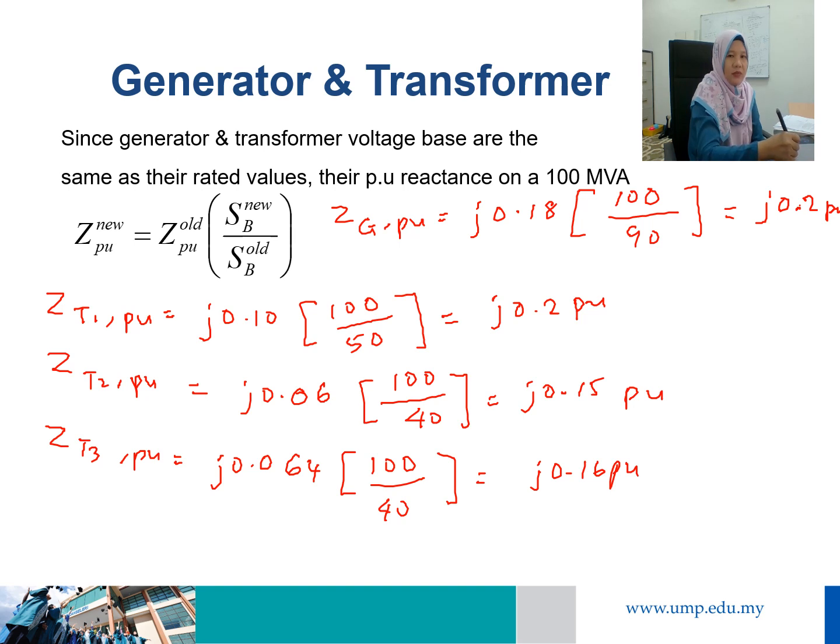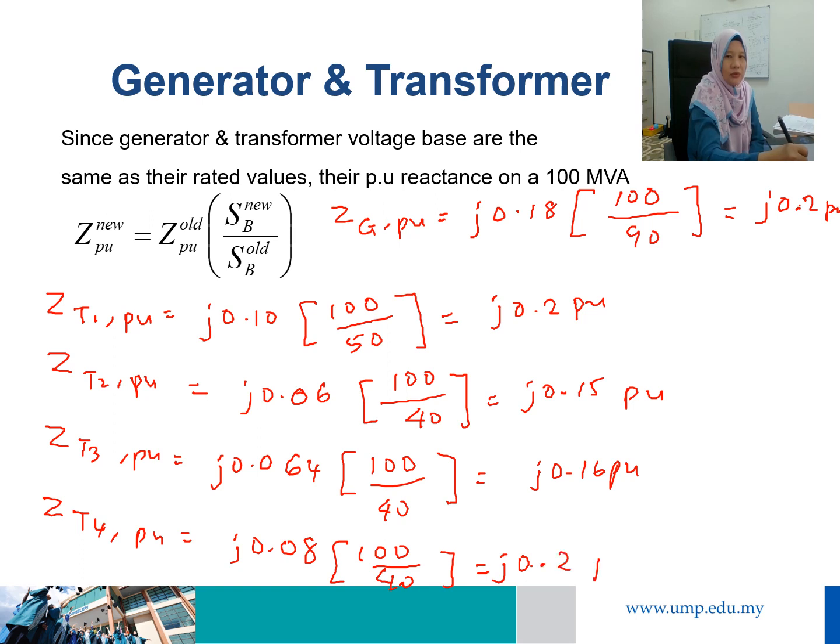And for the transformer T4, ZT4 in per unit is equal to the old per unit impedance, which is j0.08, multiplied with 100 divided by 40 MVA. So we get j0.2 PU.